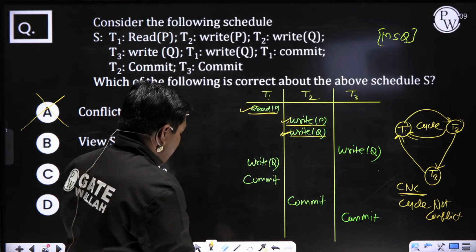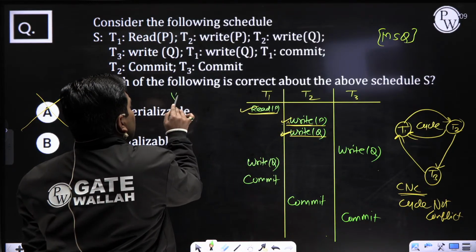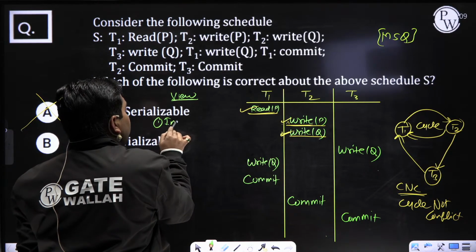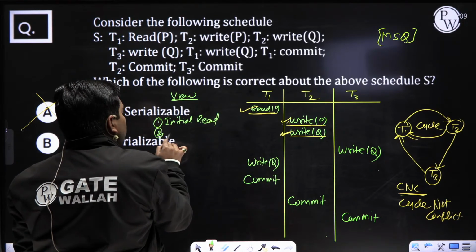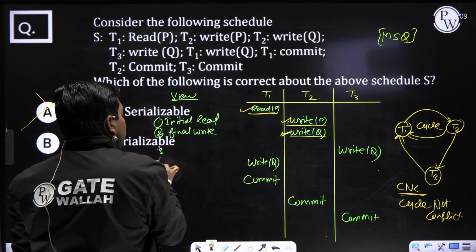Conflict is not there. Now we have to check for view. What is the condition for view? We have 3 conditions: initial read, final write, and third one, write read.